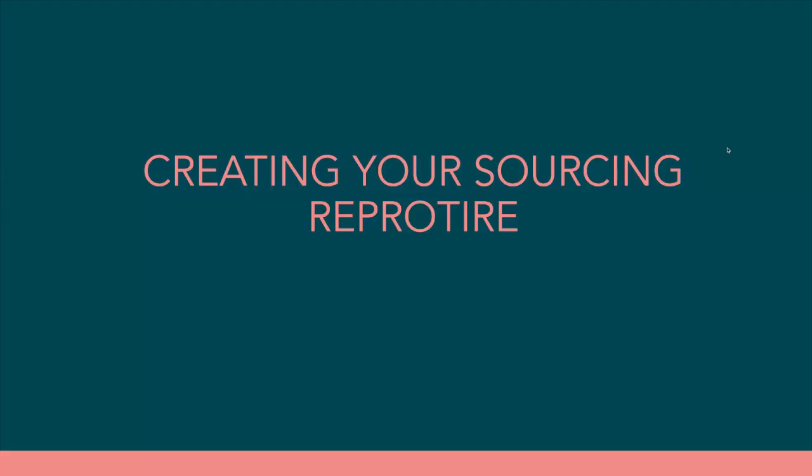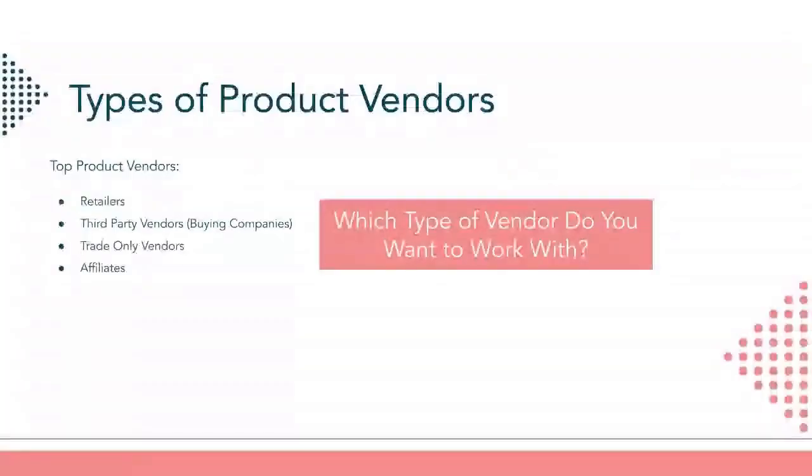Okay. So now let's talk about creating your sourcing repertoire. So there are different types of product vendors, right? And here are the top ones that I want you to be aware of. So the first is a retailer, right? So retail stores like Williams Sonoma or CB2 or different things like that. Wayfair that allow you to purchase products on behalf of the client via a retail store.